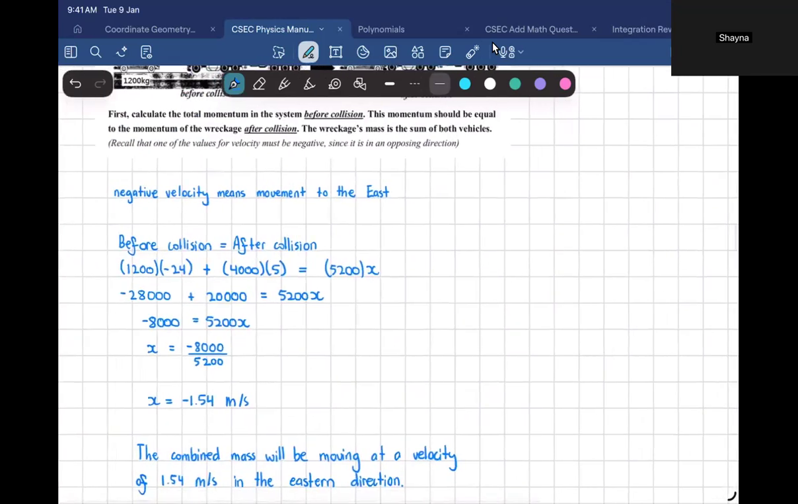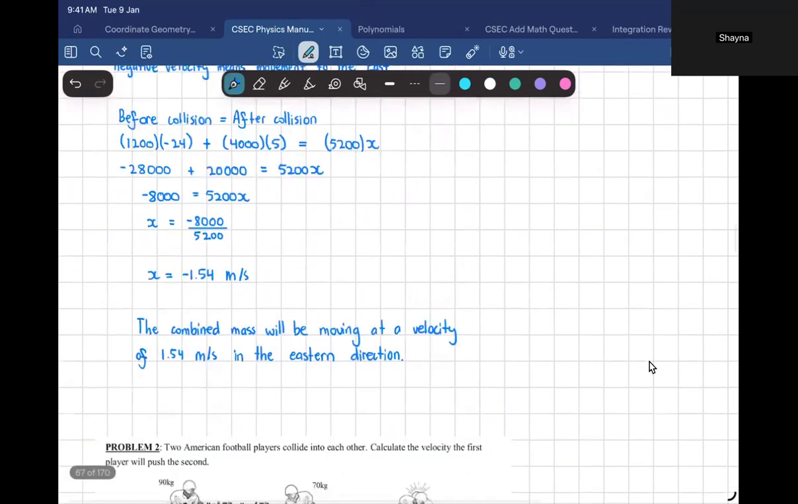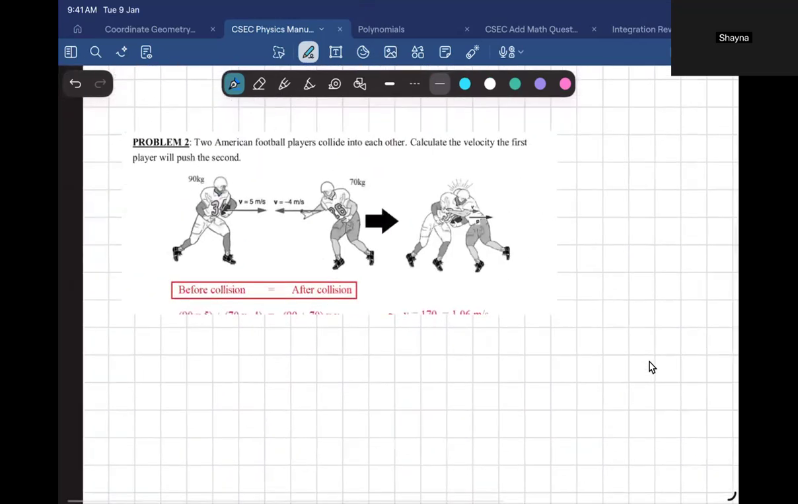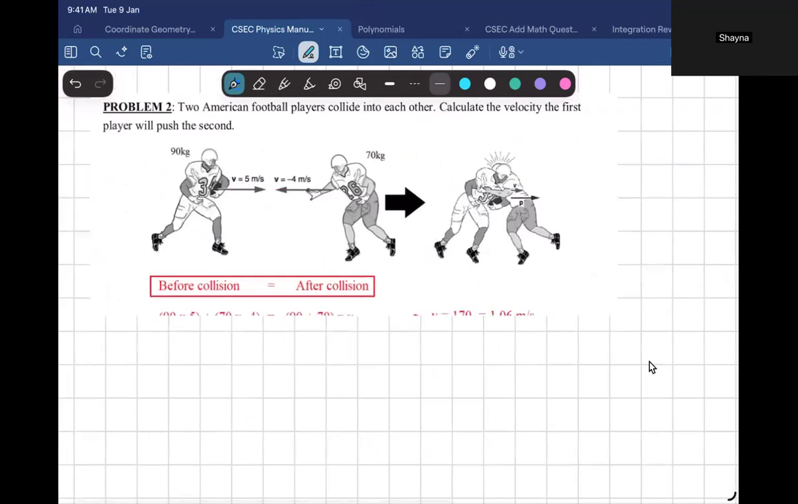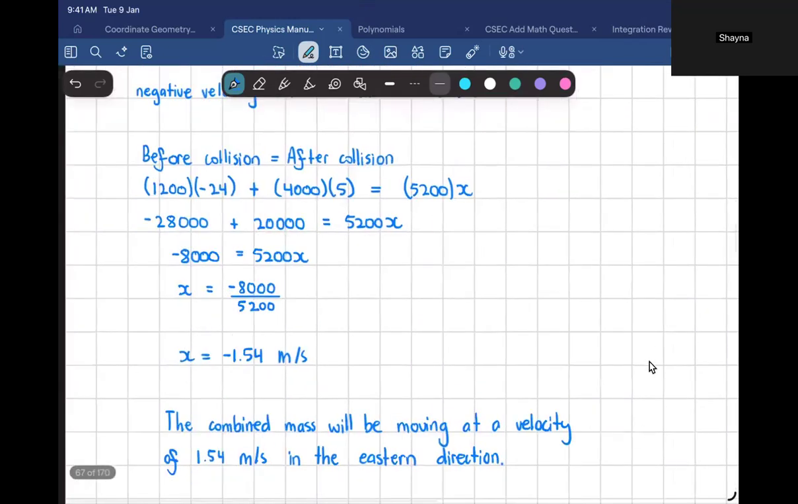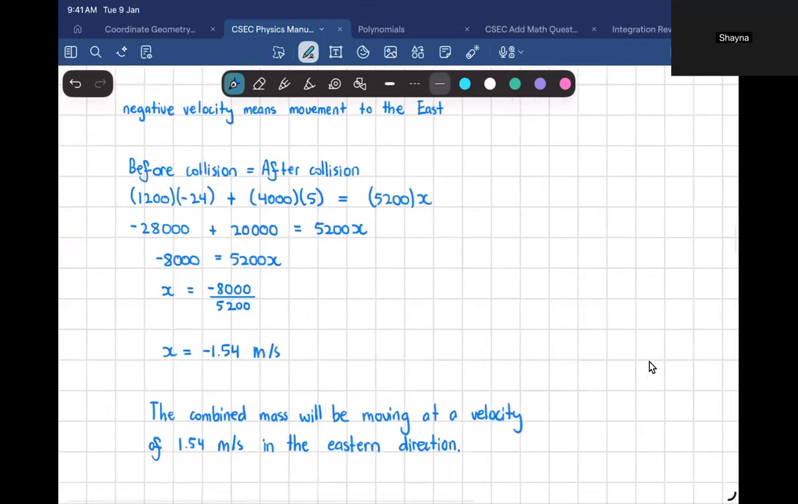All right, so this was easy, okay? Let me know what you think. Yes, sir. Problem two. I want to copy down. Yeah. Okay, no problem.